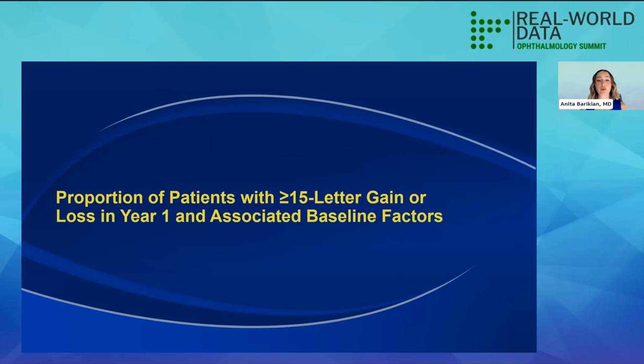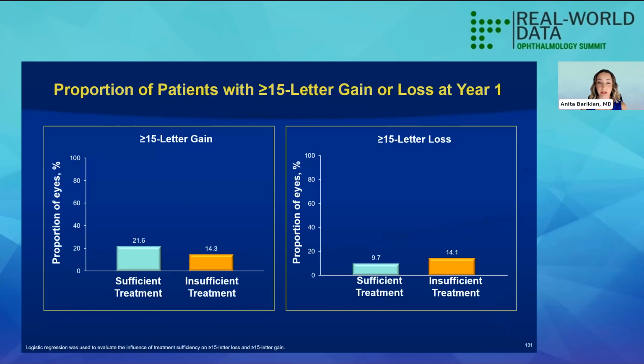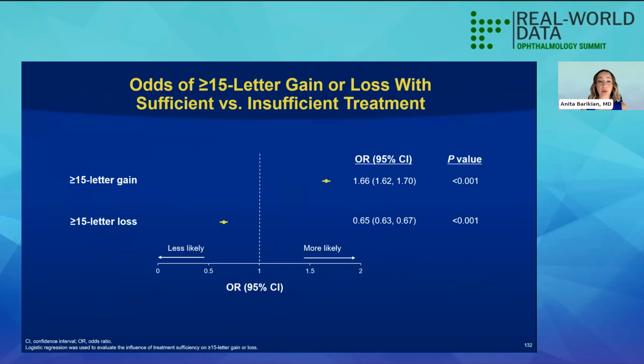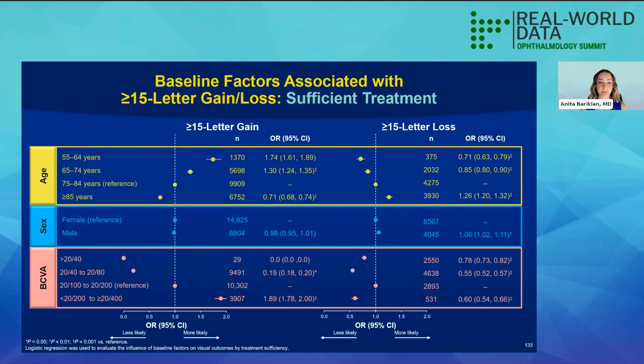So the proportion of patients with at least 15-letter gain or loss in year 1 and associated baseline factors was higher for the sufficiently treated group that gained at least 15 letters compared to the insufficiently treated group, and the insufficiently treated group had higher odds of at least 15-letter loss compared to the sufficiently treated group. So looking at these numbers, patients who were sufficiently treated had 66% higher odds of at least 15-letter gain and 35% lower odds of at least 15-letter loss when compared to the insufficiently treated group.